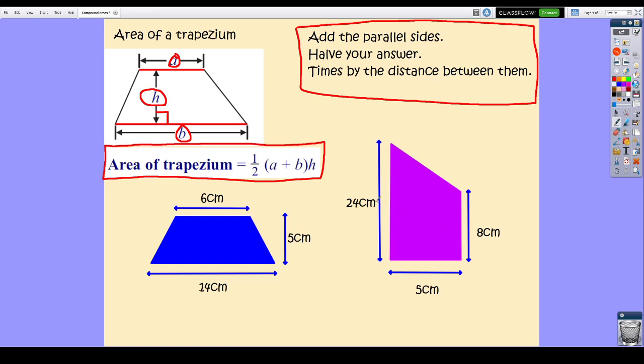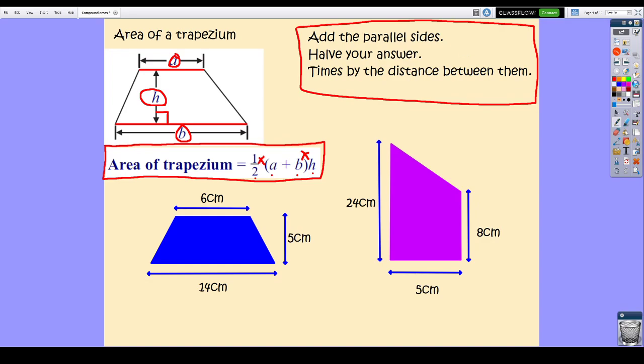Now, if you're using the formula, then we're going to do a half of brackets A plus B, so that's our parallel sides added together, and then there's a H at the end. And as we know that when we're writing things in algebraic formula wise, there's like a hidden times sign between those. So a half times the sum of those parallel sides times by the height.